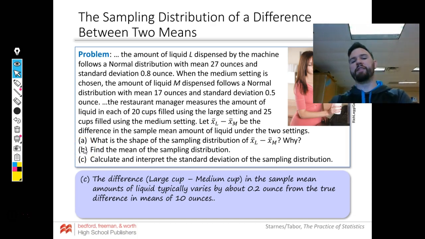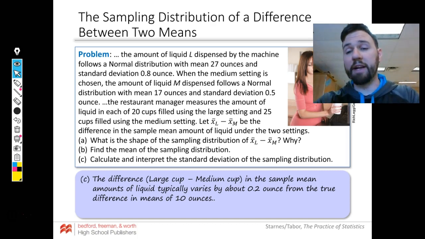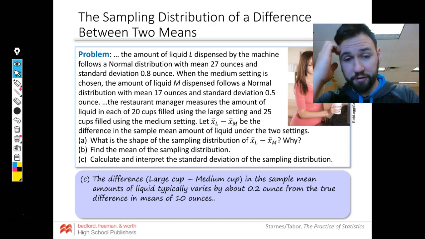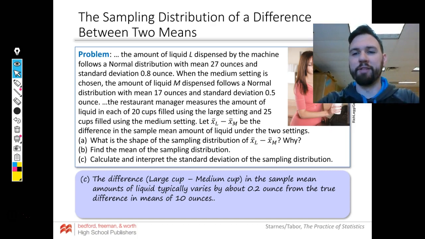So we found standard deviation. Interpret. The difference in the sample mean typically varies standard deviation from the true mean of blank, right? Plug in whatever you want from that. Typically varies is what standard deviation means from the mean.